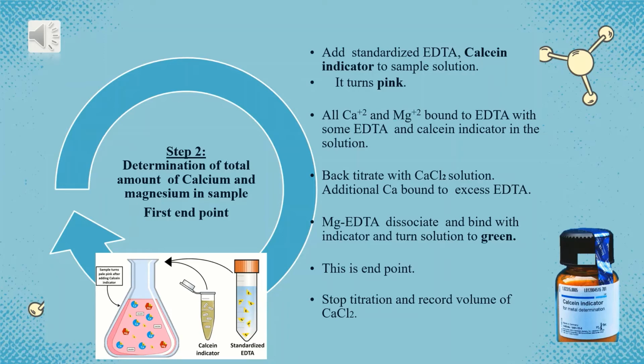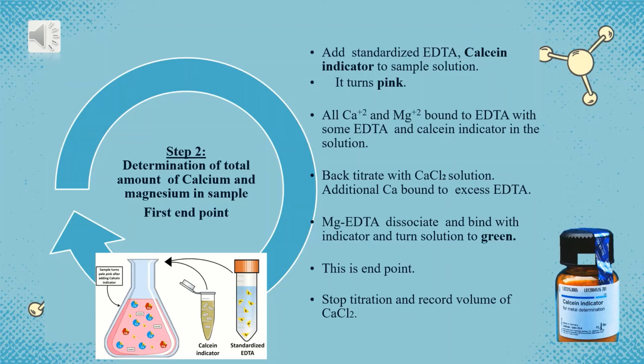At this point, all the calcium and magnesium are bound to the EDTA, with some excess EDTA and the indicator in the solution. And when we back titrate it with the excess calcium chloride, then additional calcium from the titrant, that is calcium chloride, will bond with the excess EDTA. As calcium is stronger than magnesium, calcium competes with the magnesium and forms a bond with EDTA.